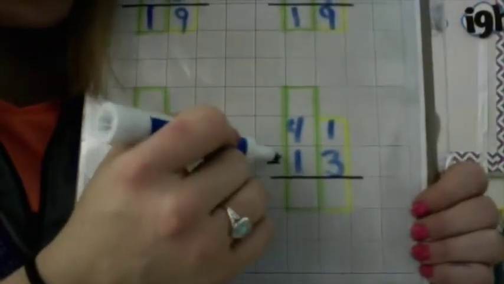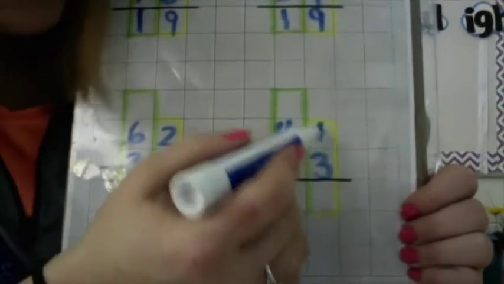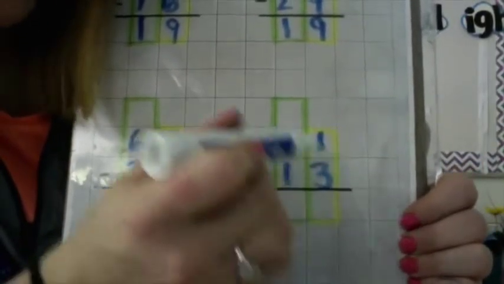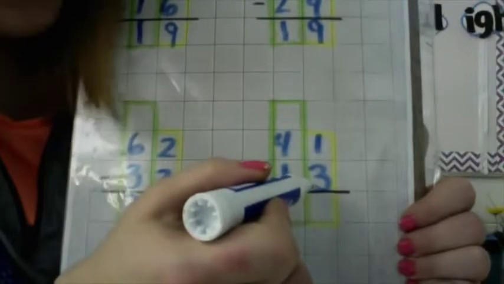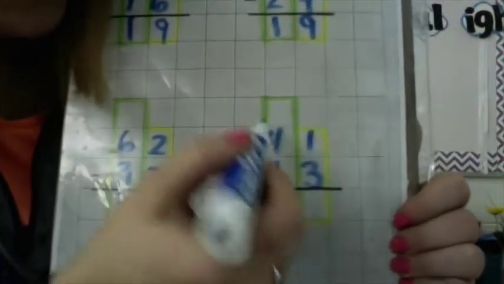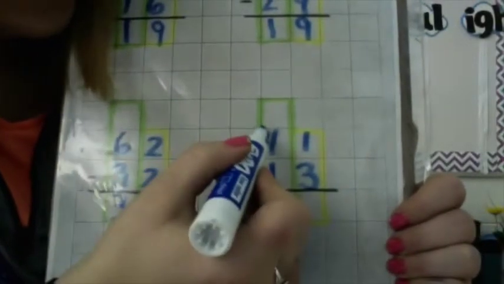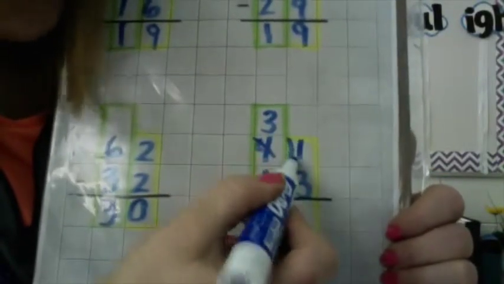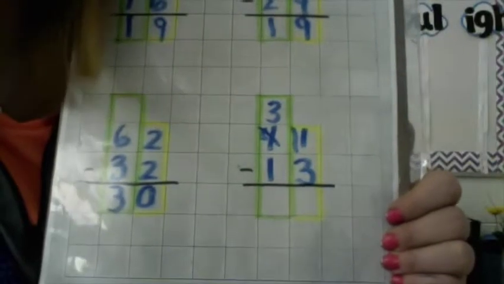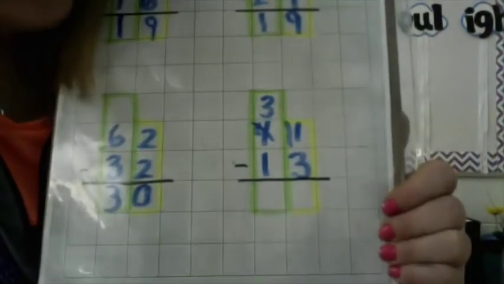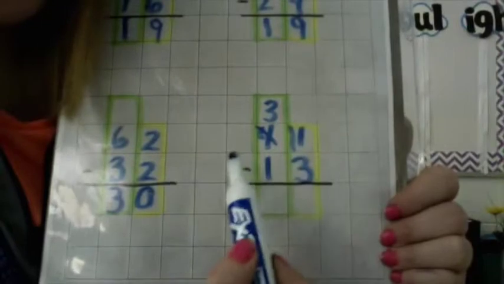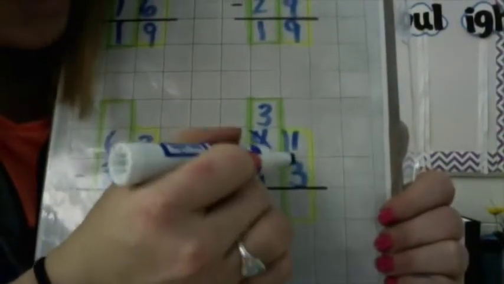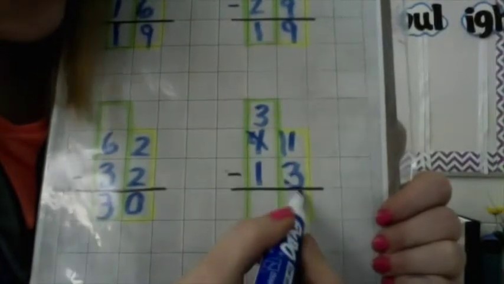And my last one here, 41 take away 13. 1 take away 3. Is there more on the top or more on the floor? More on the floor. So we got to go next door and get 10 more. So I'm going to cross out that 4, and that becomes a 3. And then I turn that 1 into an 11 because 1 plus 10 equals 11. Now I do 11 take away 3. 11, 10, 9, 8. So my answer in the ones is 8.